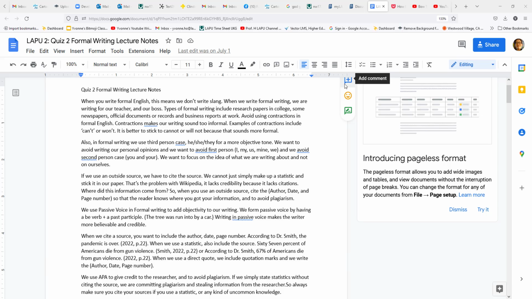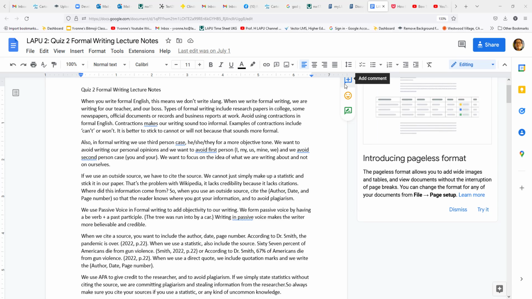Avoid using contractions in formal English. Contractions make our writing sound too informal. Examples of contractions include can't or won't. It is better to stick to cannot or will not because when you write out your contractions, it sounds more professional. Also, in formal writing, we use third-person case, he, she, they, for a more objective tone.